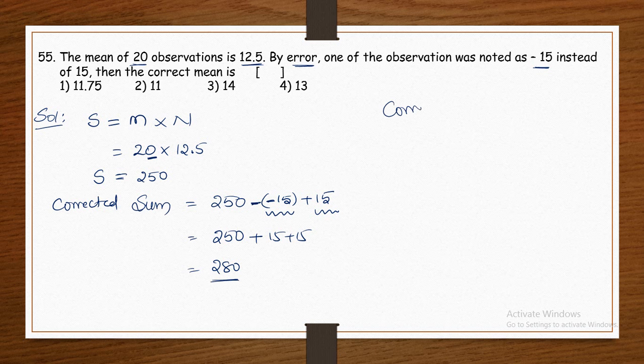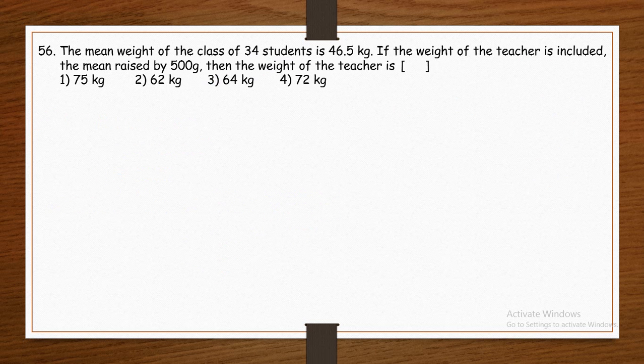So from this I can directly go with the corrected mean. The corrected mean is equal to the corrected sum by the number of observations. So what is the number of observations? 20. So the 0s get cancelled. This directly gives me the answer as 14. So the answer is 14 here. Next, moving on to question number 56.